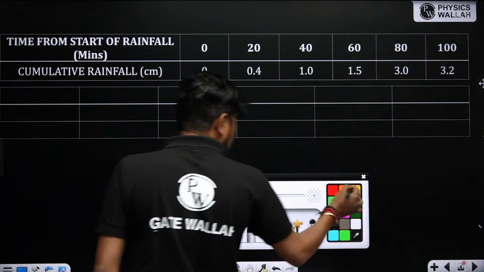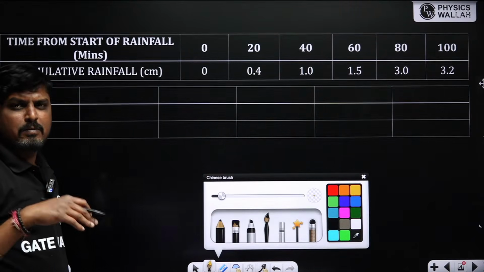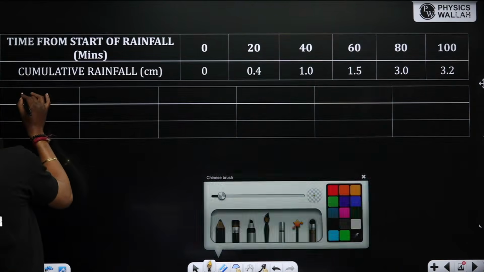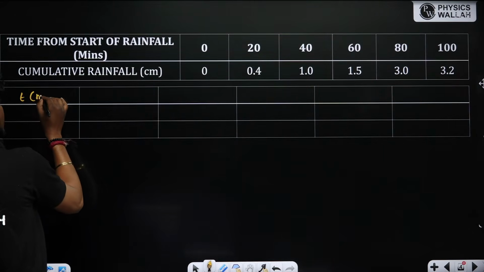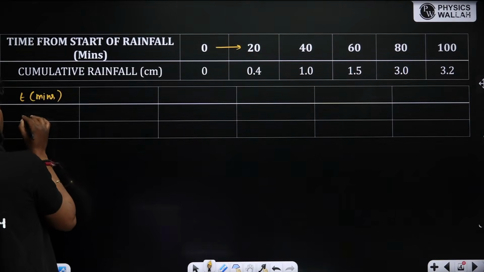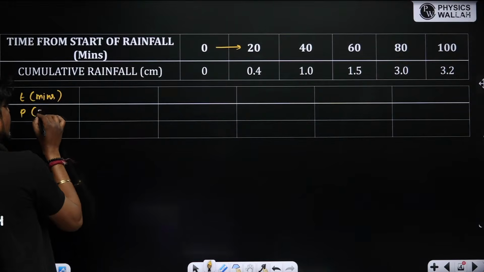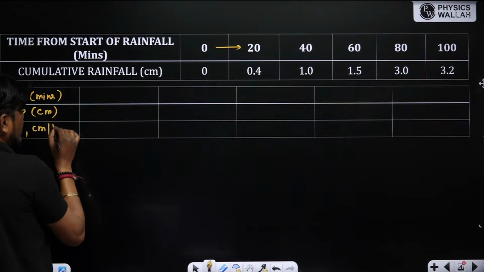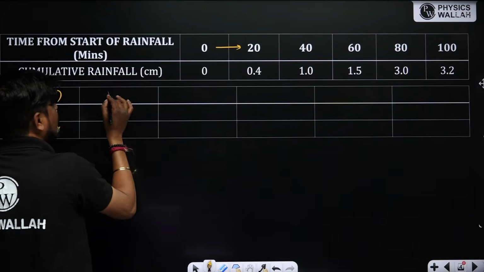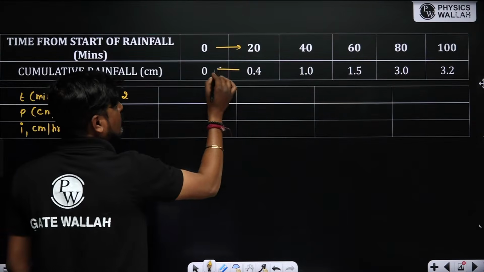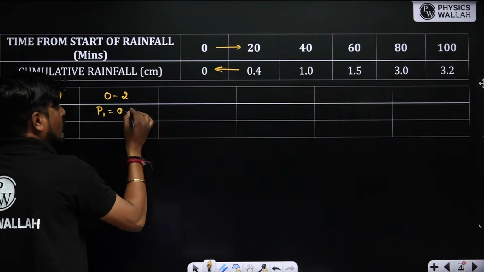If you want to solve the problem by preparing a table or graph, it's your wish. So let me prepare the table quickly. Time in terms of minutes, 0 to 20. Then rainfall I will write in terms of centimeter. Intensity I will write in terms of centimeter per hour. 0 to 20. So P1 is equal to 0.4 minus 0, 0.4.